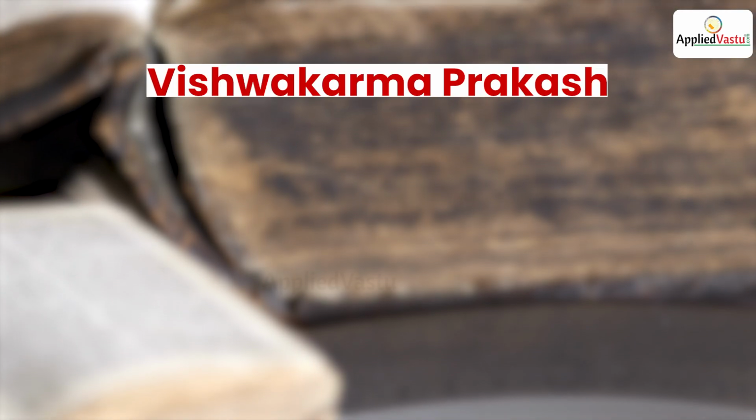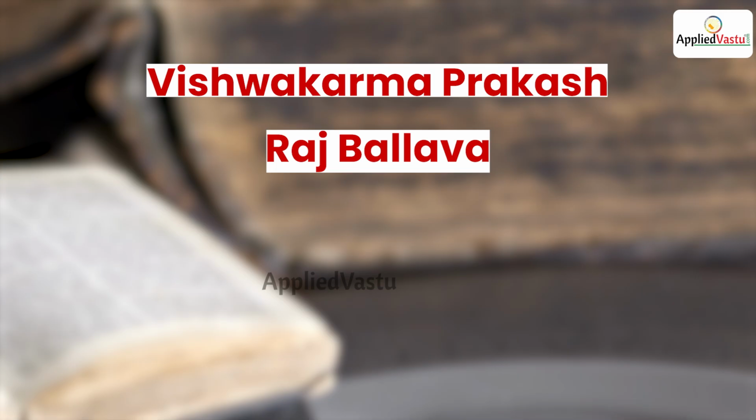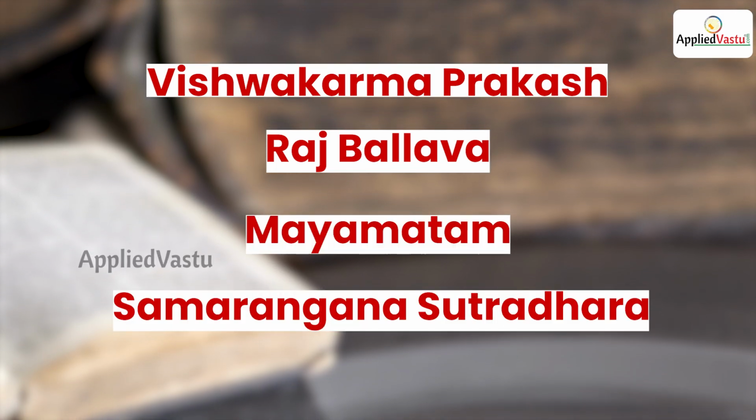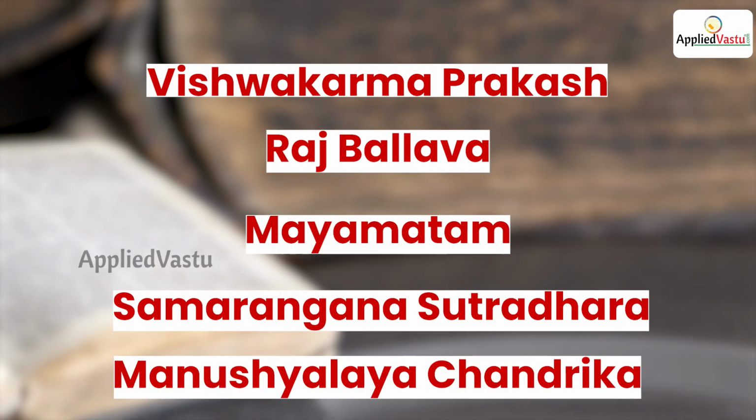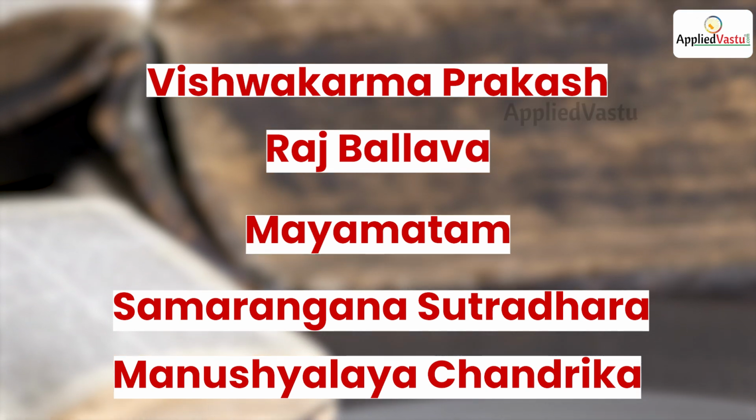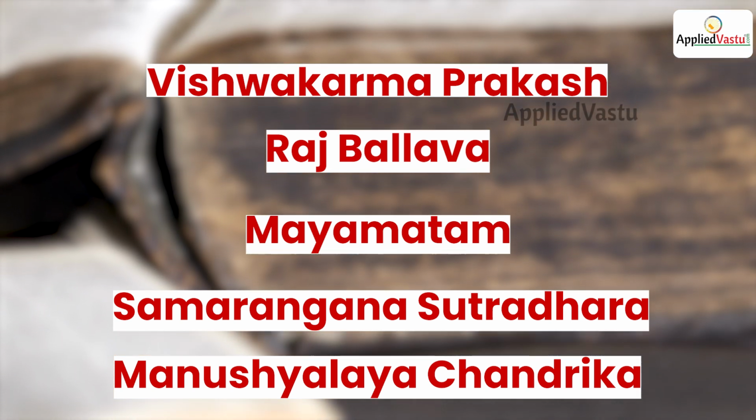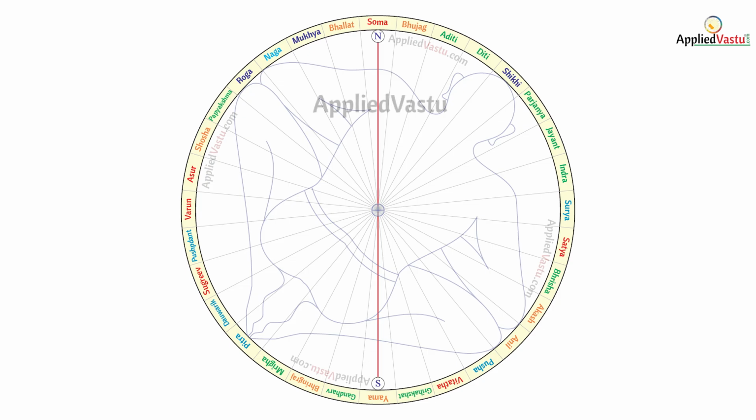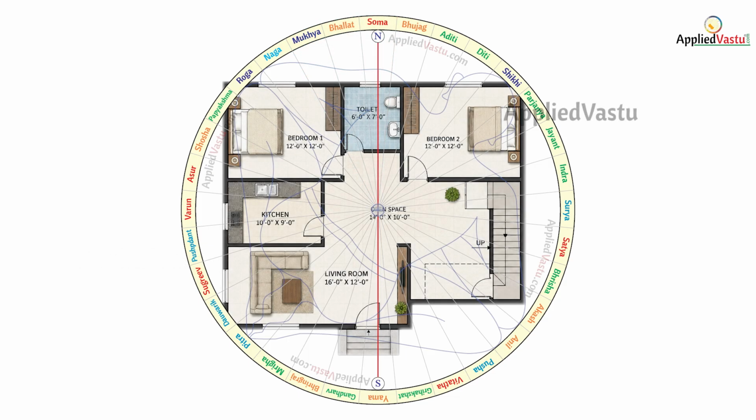Classical vastu texts such as Vishwakarma Prakash, Rajvallabh, Mayamatam, Samrangan Sutradhar, and Manushyalaya Chandrika describe specific padas that are considered auspicious for the main entrance. For example, Jayant and Indra are considered favorable in the east direction, Vitatha and Grihakshat in the south direction, Pushpadant and Varun in the west direction, and Mukhya, Bhallat and Soma in the north direction. Understanding the exact location of the main entrance within these padas forms an important part of home vastu analysis.